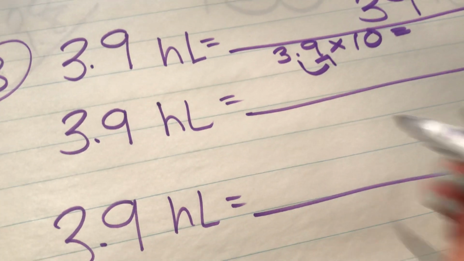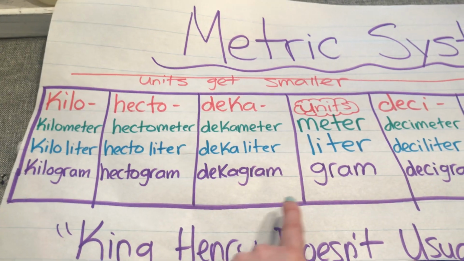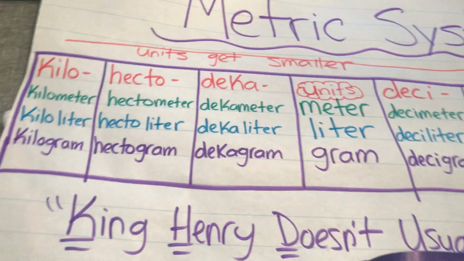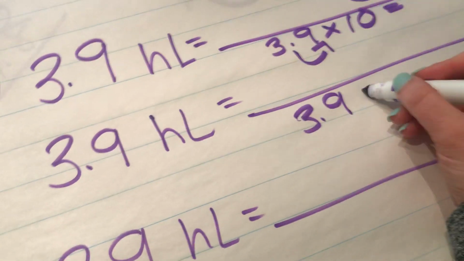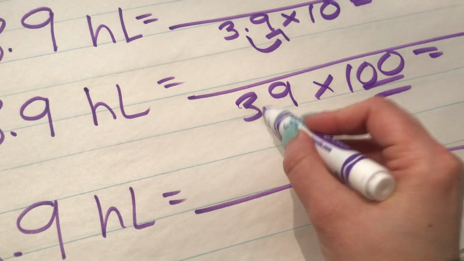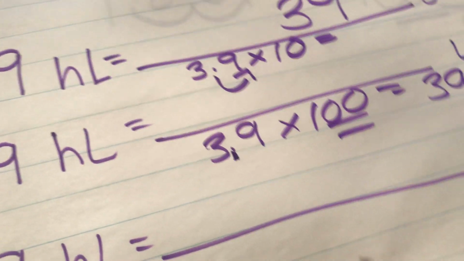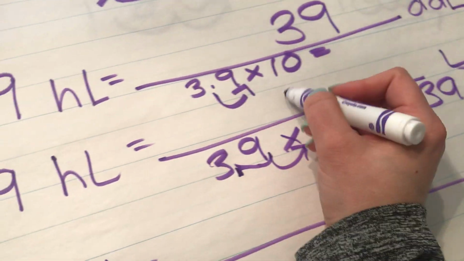So now I have 3.9 hectoliters, and I'm going to go to liters. So hectoliters to liters. How many hops is that? 1, 2, and I'm going to move my decimal in the same direction that I want on my chart. So here's 3.9 times 100 because I moved 2 hops. I'm going to move it 2 hops in the same direction. So it becomes 390. 1, 2, 390 is now my answer for that.